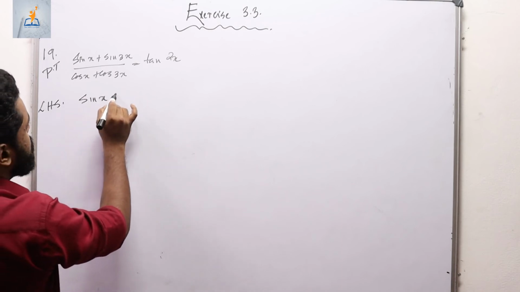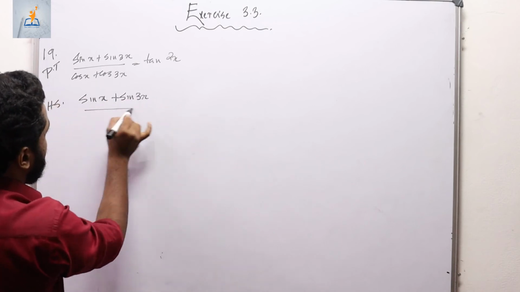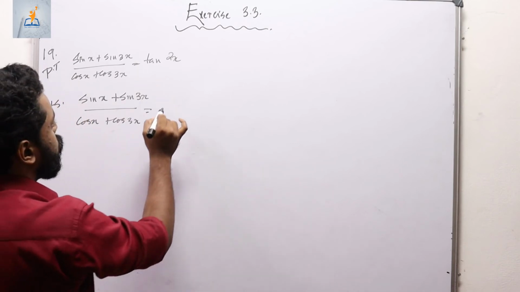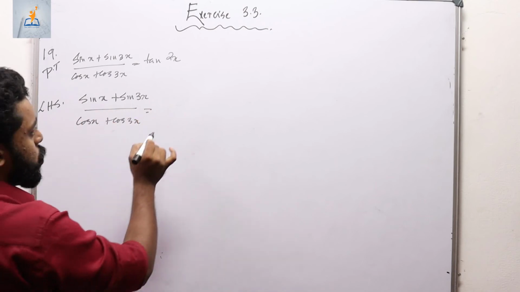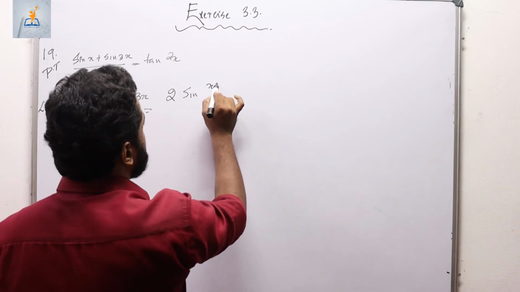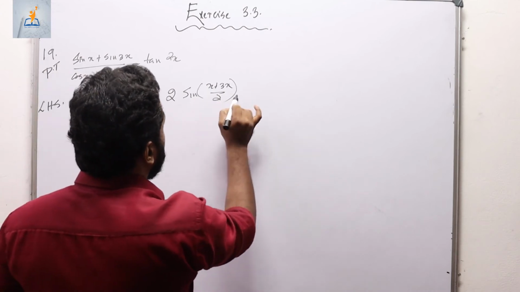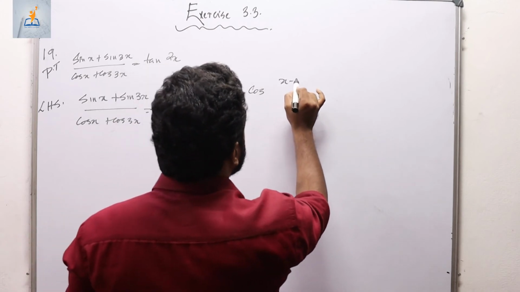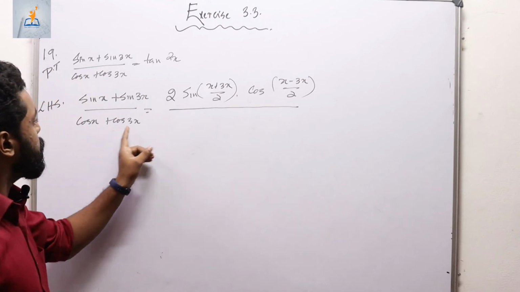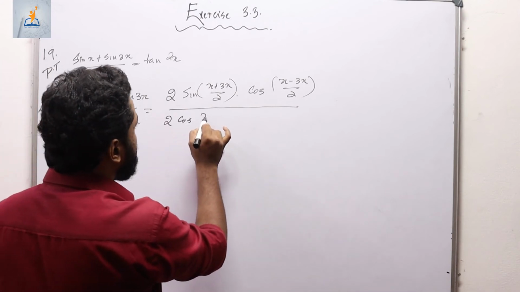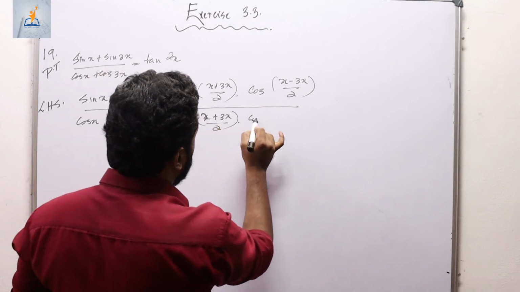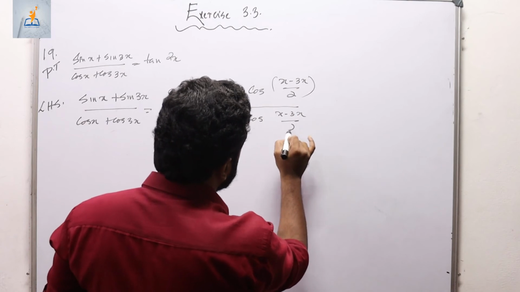It is of the form sin x plus sin 3x divided by cos x plus cos 3x. We know that sin x plus sin y is equal to 2 sin (A plus B) by 2, so 2 sin (x plus 3x) by 2 into cos (x minus 3x) by 2, whole divided by cos x plus cos y, which is nothing but 2 cos (x plus y) by 2, that is (x plus 3x) by 2 here, into cos (x minus 3x) by 2.